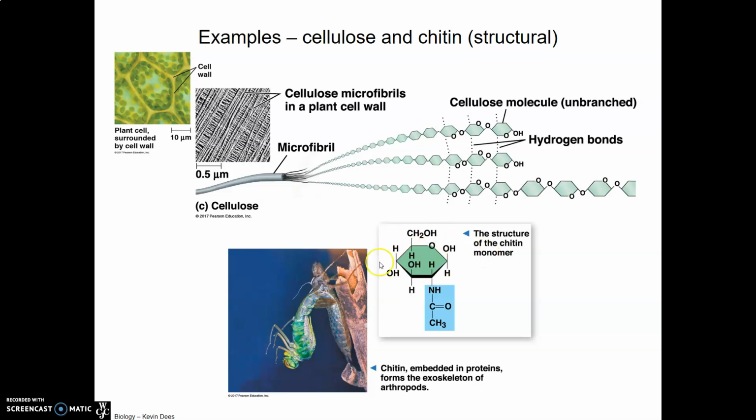The chitin monomer has a sugar with a special amino group on it right here that gives it some additional structural strength, and this chitin is secreted as a liquid, and over time it hardens to form that hard exoskeleton.